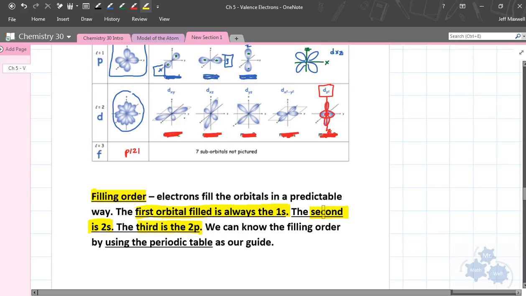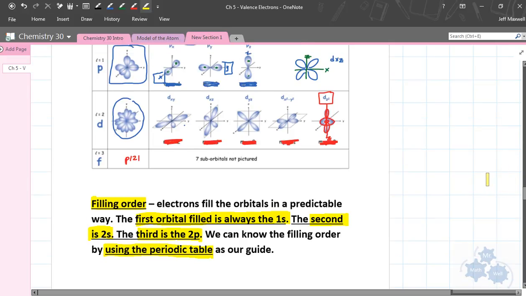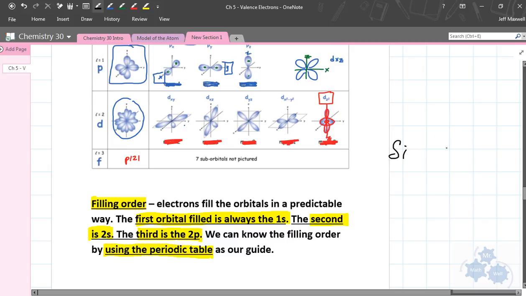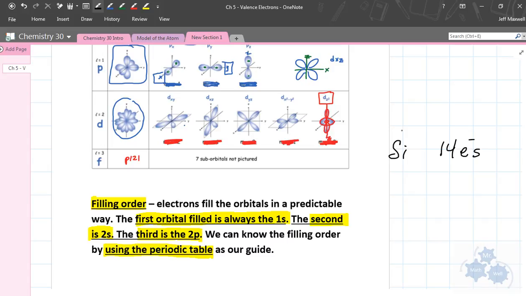And we can know this filling order by looking at the periodic table. This is the easiest way to know the order of the electrons that fill. So for example, let's say we're talking about silicon. How many electrons in an atom of silicon are there? 14, right. There's 14 electrons. How do I know that? Because silicon's atomic number is 14, and in a neutral atom it has to have 14 protons and 14 electrons.